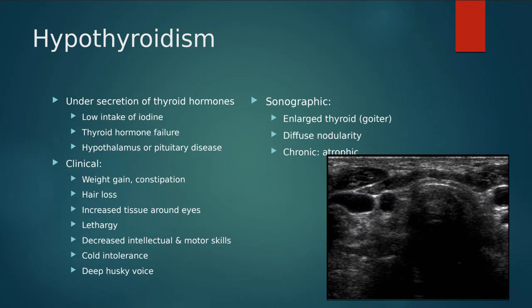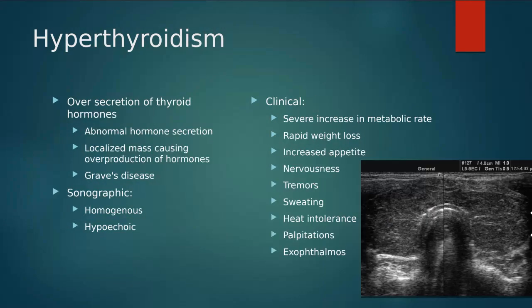So if you look at this picture here, we see our trachea, we see our carotid, we see our jugular, and don't really see any thyroid tissue, right? It should be sitting right here. And we're not really seeing anything. So that's how small and atrophic this patient's thyroid has become, to the point where we're not even really seeing anything.